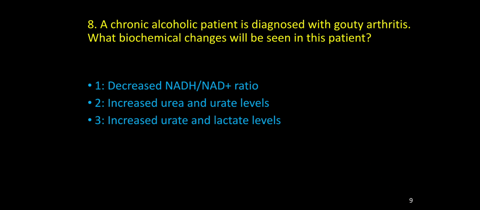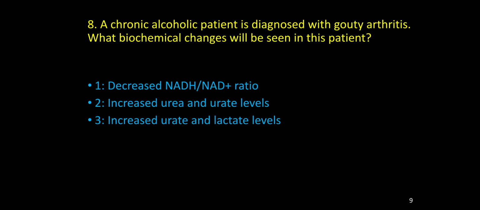So this will likely be the right answer, because urate means uric acid level is increasing, as the condition is gouty arthritis. Lactic acid is also likely to be elevated because NADH level is high in an alcoholic patient. In an alcoholic patient, this NADH will lead to the diversion of pyruvate to lactic acid in an anaerobic metabolism.